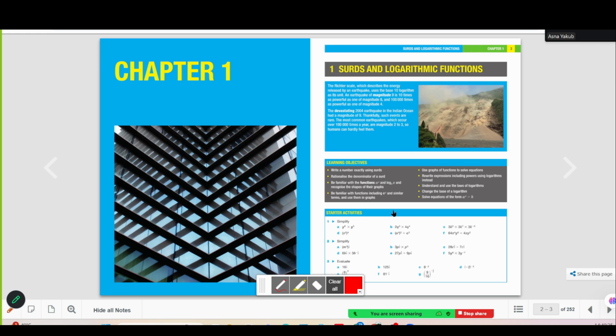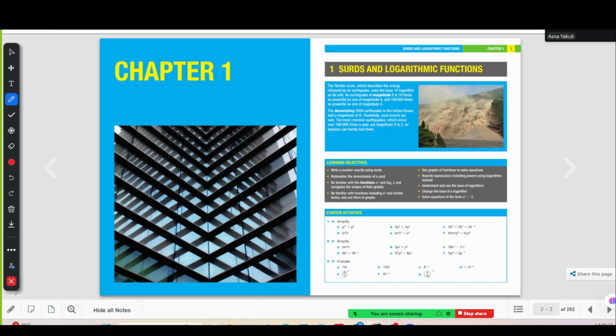So before doing Surds, we should know some exponential properties. If you remember, we did that if the base is same, first law is the product law of exponent. Suppose we have 5 square times 5 to the power 7. They both have 5. This is called base and this is exponent.